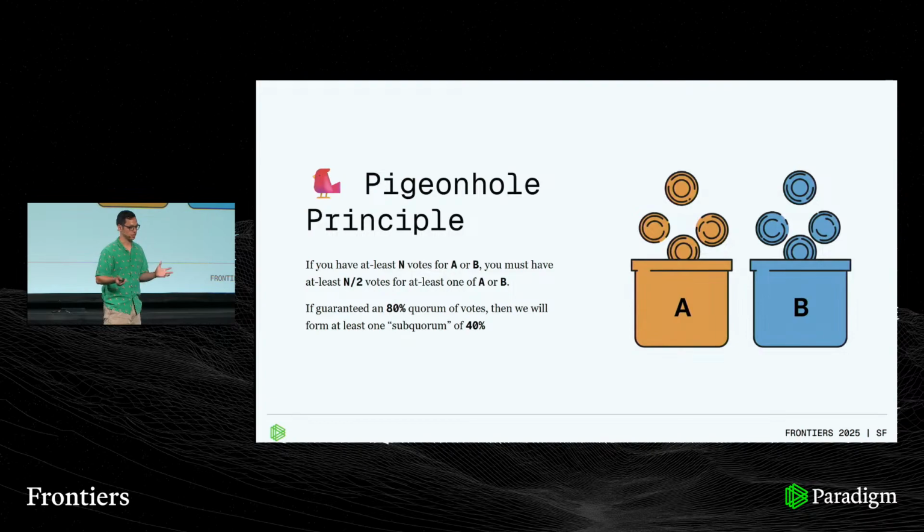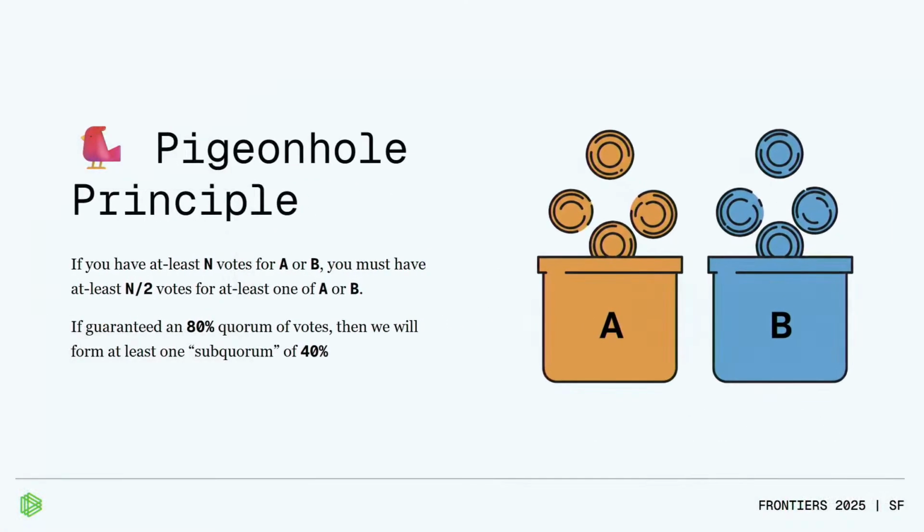Okay, so there's a couple more concepts to teach you guys before we get into the algorithm itself. The first is the pigeonhole principle. There's many different ways to use the pigeonhole principle, but basically the one I wanted to point out here is if you must vote for A or B and you collect 80% of votes for one of those two things, then you will be guaranteed to see at least 40% of votes for one of the two things. For either A or B, we'll have at least 40% of votes.